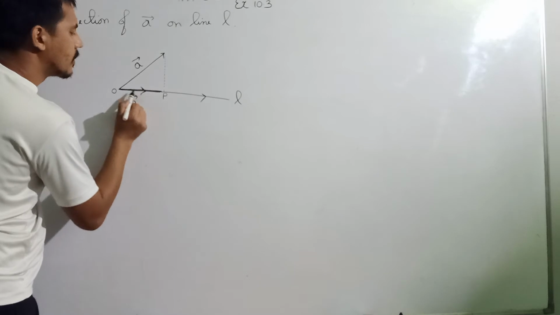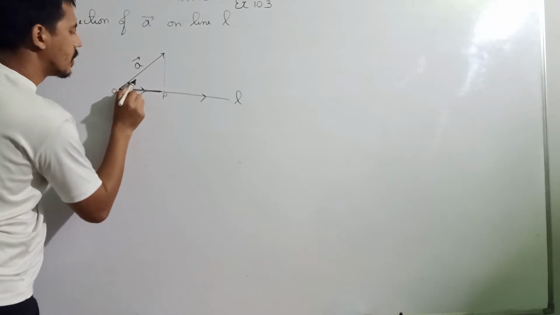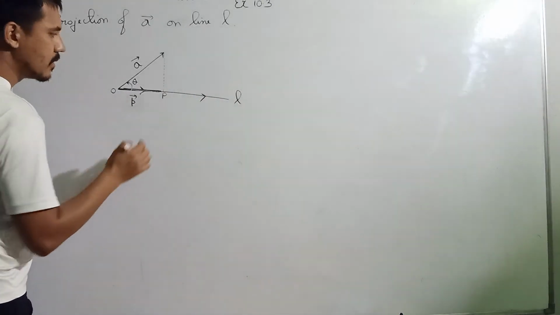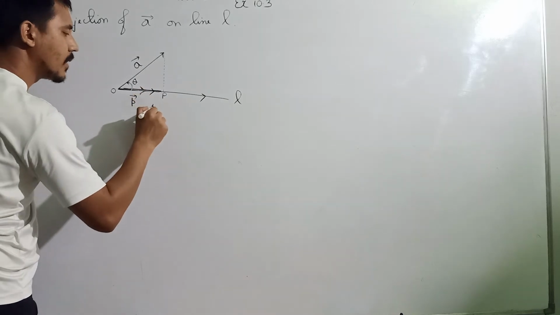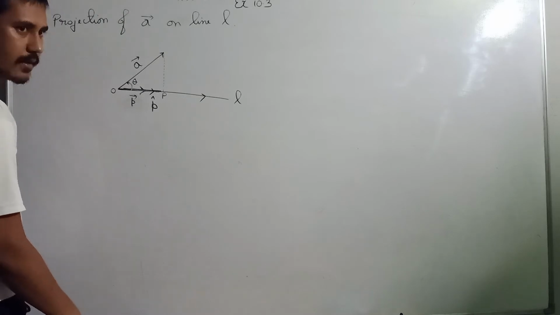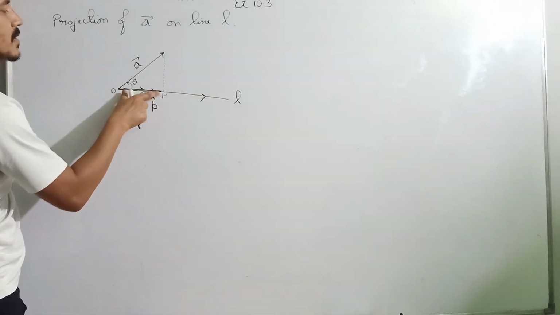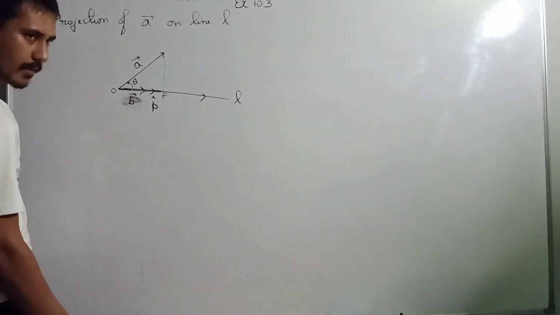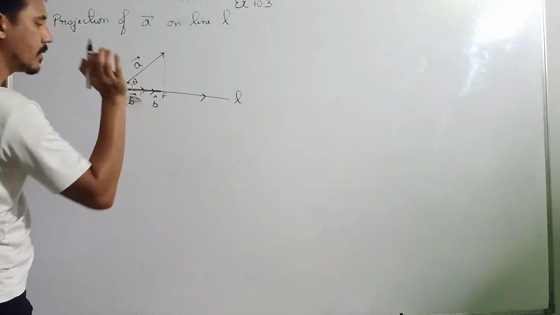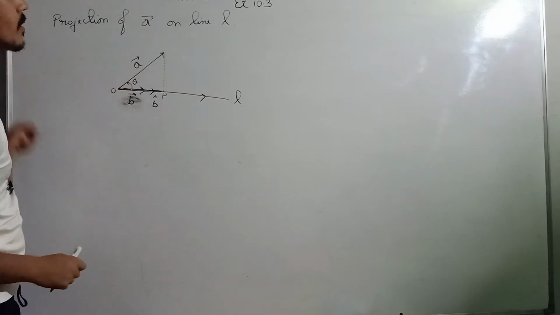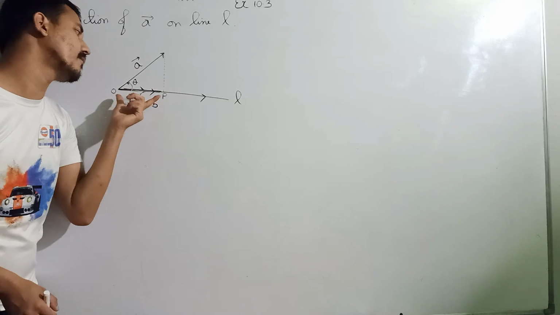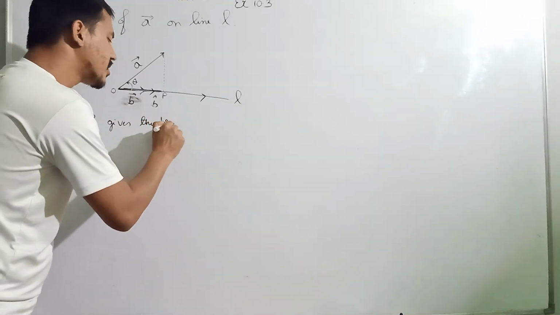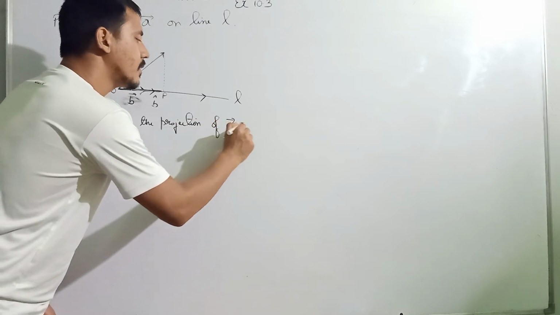So let this directed line OP be represented by another vector P, and this vector P is in the same direction as L. Let me represent the direction of this line by unit vector P cap. So here vector OP is represented by vector P, or I can say vector B, or you can take any vector you like. And let its direction be represented by P cap. Then the projection of this vector A on this directed line L is your vector OP. Here vector OP gives the projection of your vector A on the line.